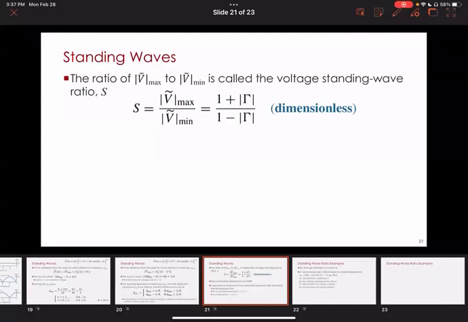And that is generally a good sign that you don't have a lot of reflections on the line, that things are matched. And matching is going to be a big topic for us going forward. So we have our standing wave ratio. We have our definition, the V max over V min, and then we have how you're actually going to calculate it, how you're actually going to plug the numbers into it. You can just use gamma.